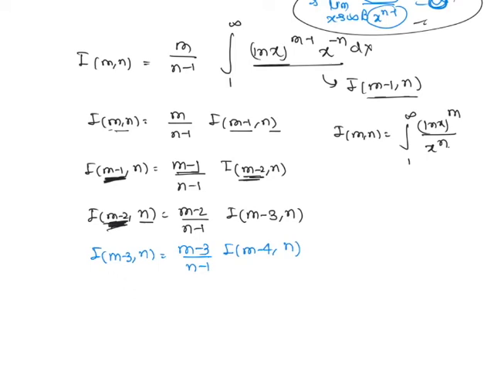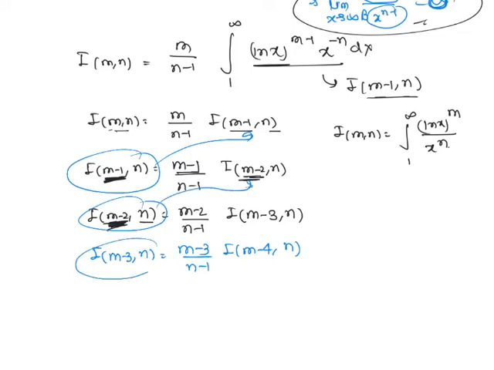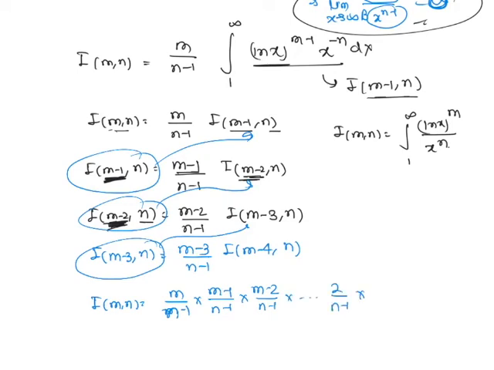Like that, similarly if I put this value in this one, this value in this one, this value in this one, so this will come I(m, n): first term is m upon (n-1), second term will come (m-1) divided by (n-1), third term will come out (m-2) divided by (n-1). Like that if I do, it will come out 2 by (n-1) into 1 upon (n-1), and this will come I(0, n).